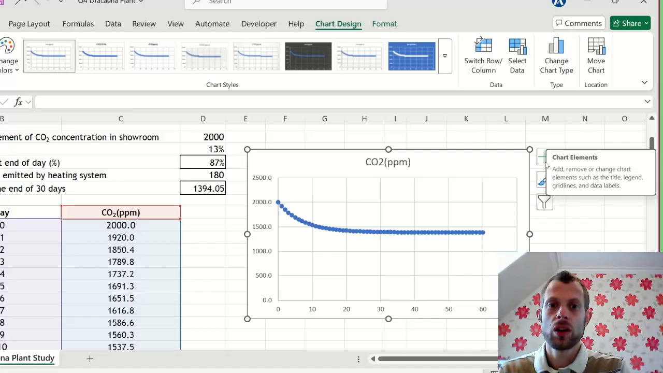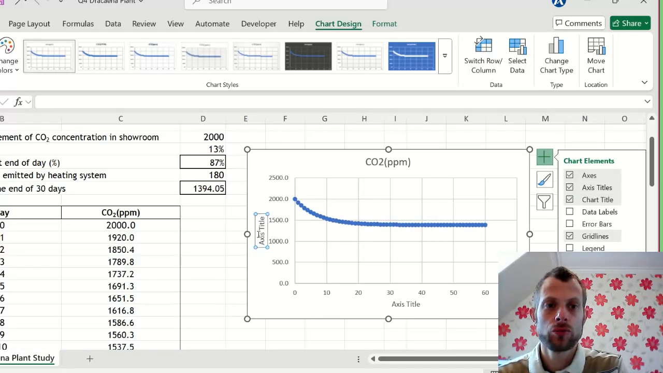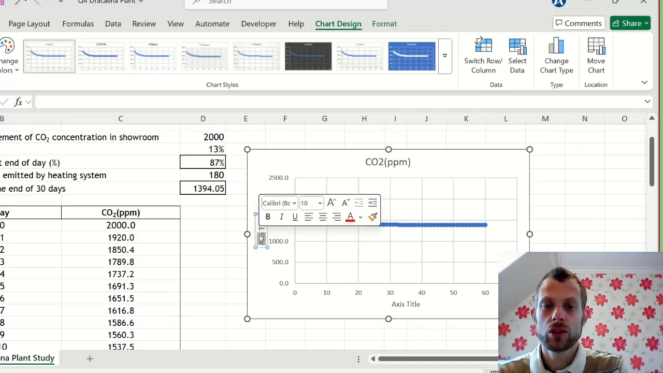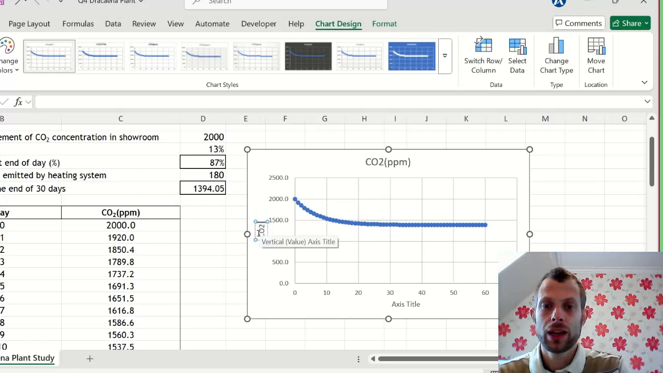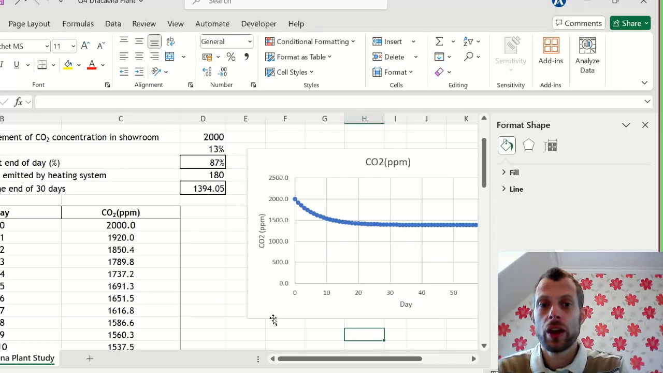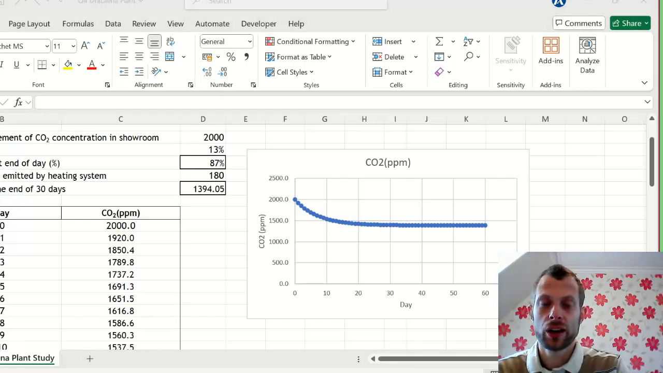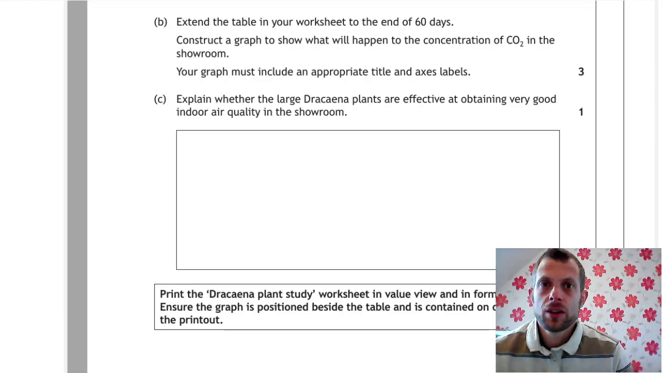That's done with the plus, the very thin plus symbol on the top right, and we're calling them axis titles for the labels on the axes. And on the vertical axis, it's carbon dioxide in parts per million. On the horizontal axis, it is days. And the title could be something like carbon dioxide over time, a graph of carbon dioxide on a day. That's done part B as well. We have completed the 60 days and we have done the graph.